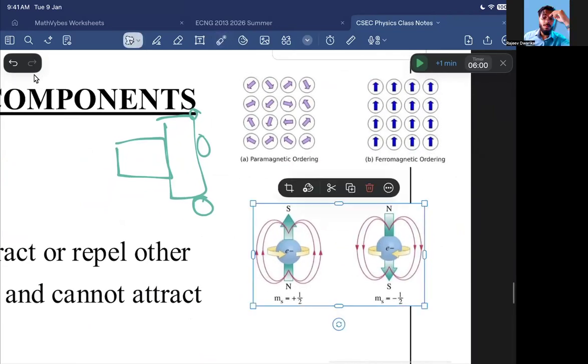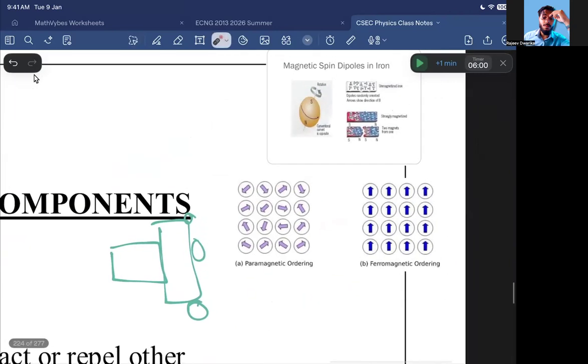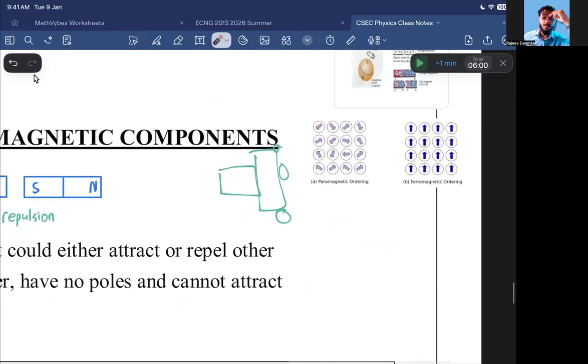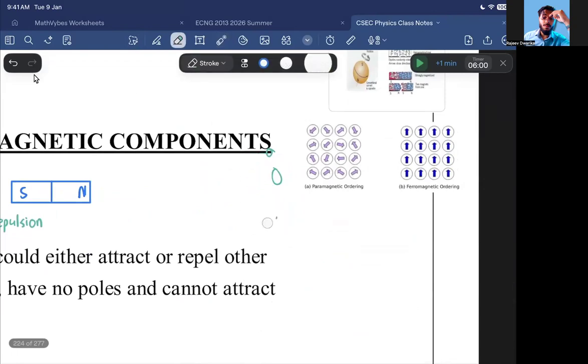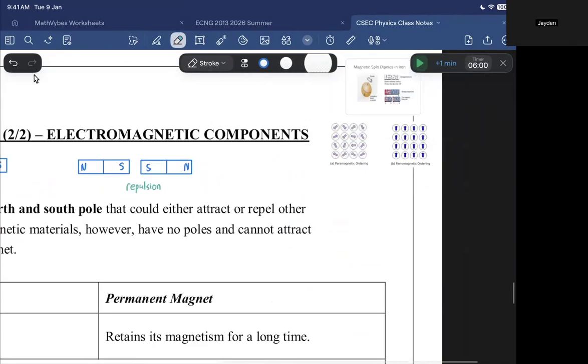All right, cool. Anybody here going to do electrical engineering? Not too sure. Not too sure? All right.